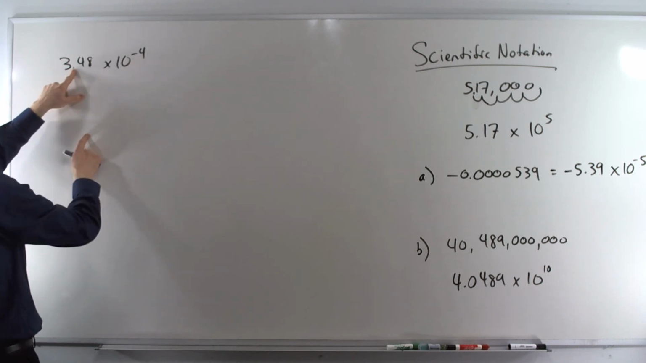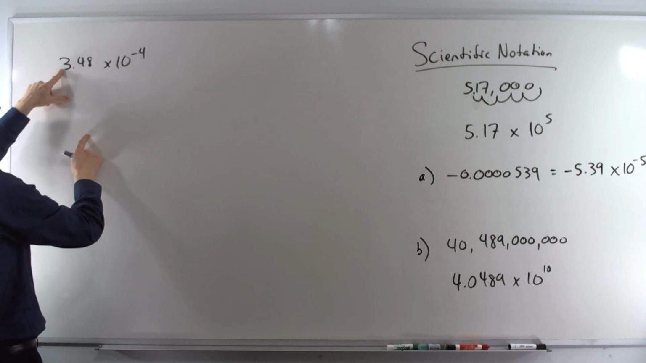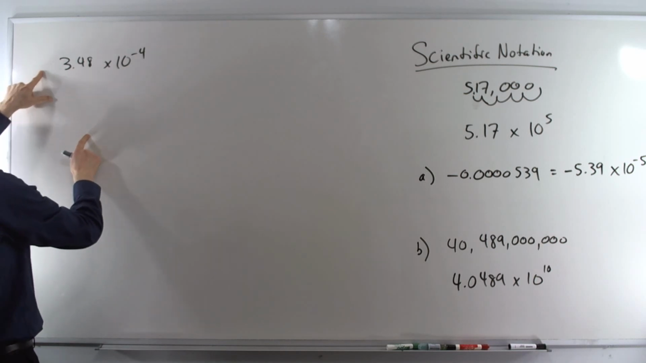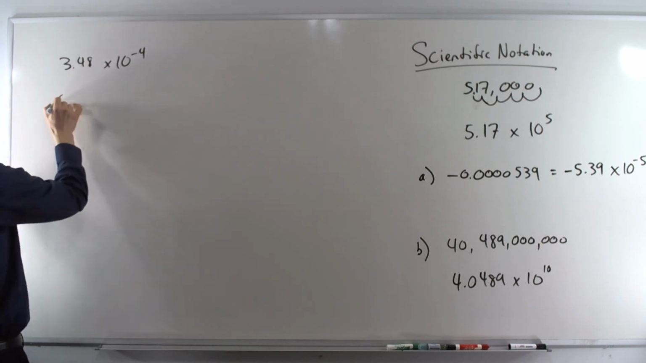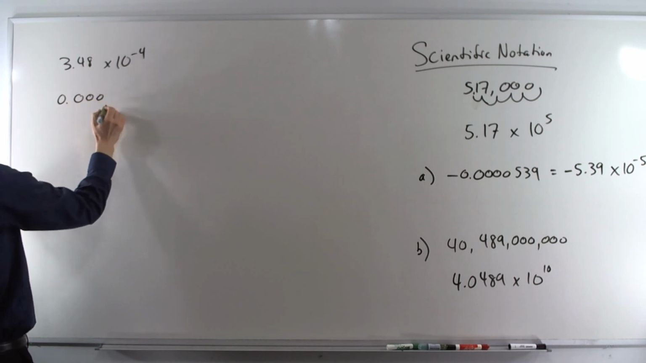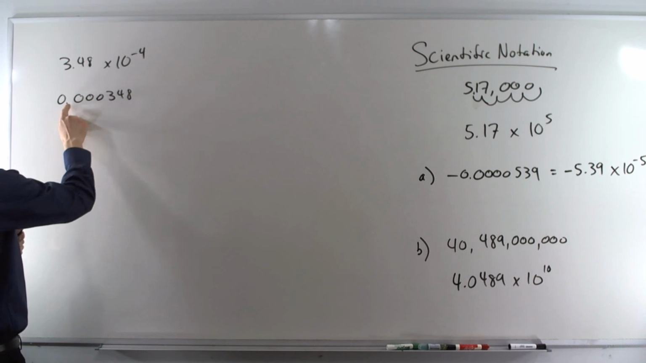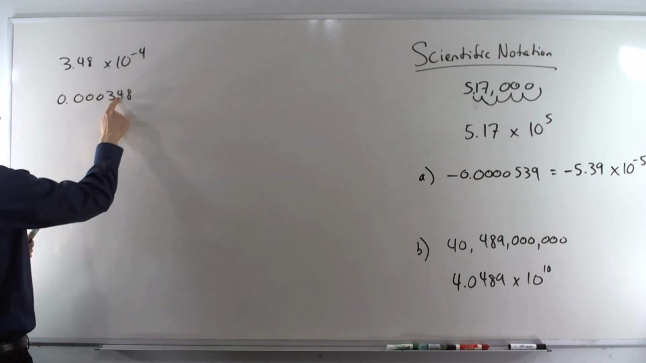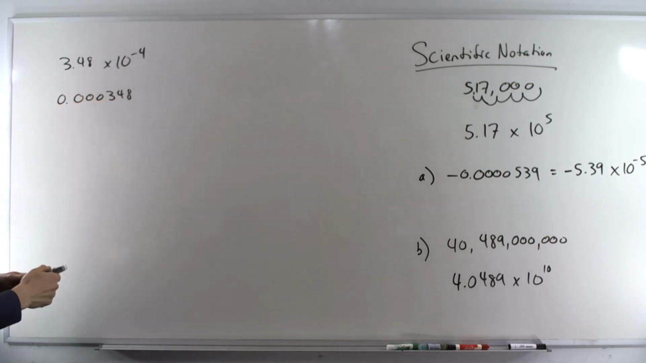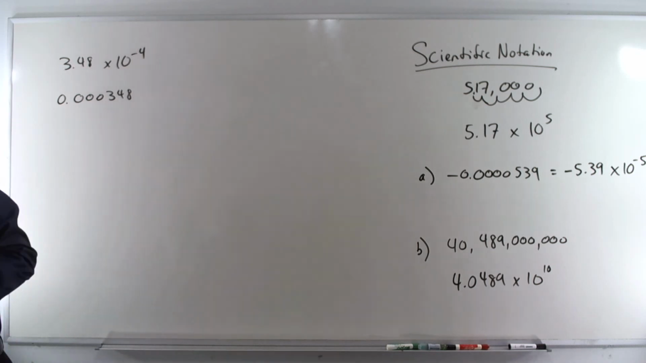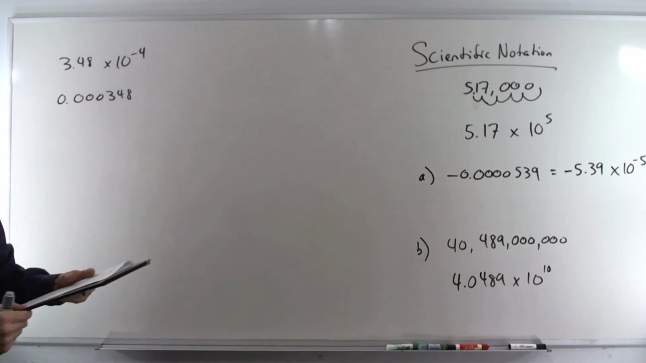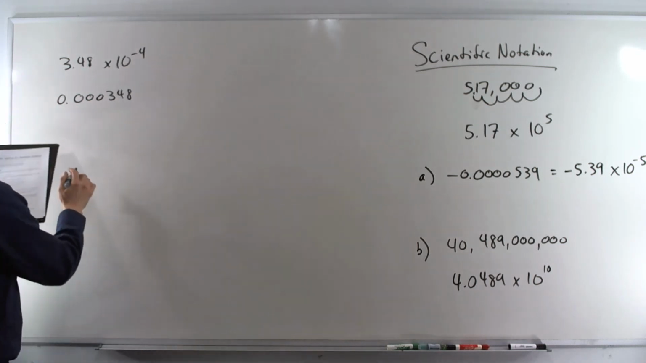we'll move it 4 places to the left. 1 gets us to the left of the 3, and then 3 more zeros. So this would equal 3 zeros, 348. And we're 4 decimal places away from 3.48. Your turn, number 12. Convert these to standard notation.